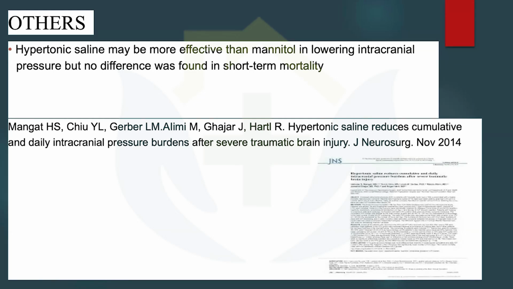How will you monitor the 3% saline versus mannitol? Mannitol is monitored by looking at the serum osmolarity. That is how it is monitored. And 3% saline is monitored by looking at the sodium levels. So your sodium should be between 145 to 155. Now, importantly, for mannitol, when you are monitoring, the osmolarity should be less than 320. You have to send the serum osmolarity.